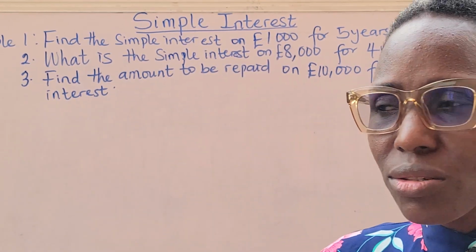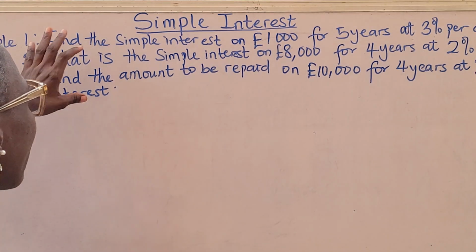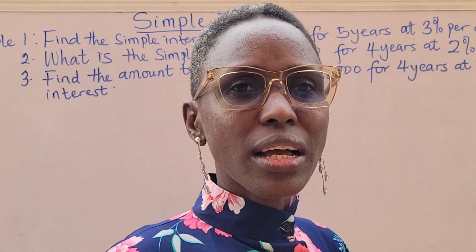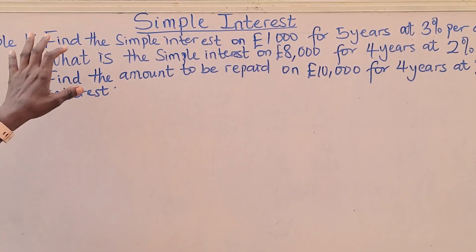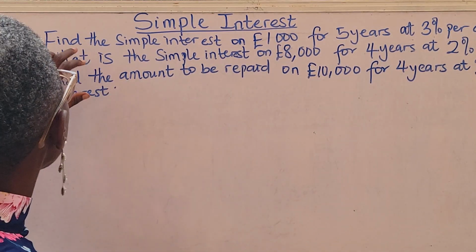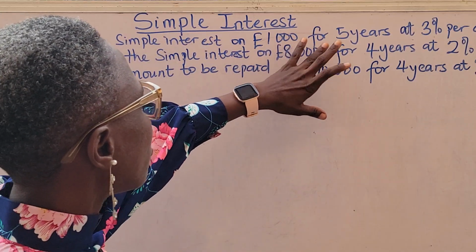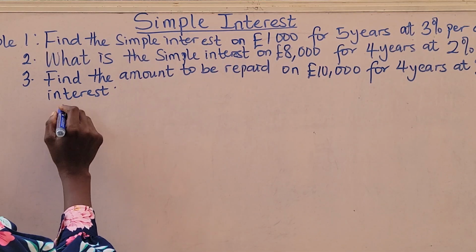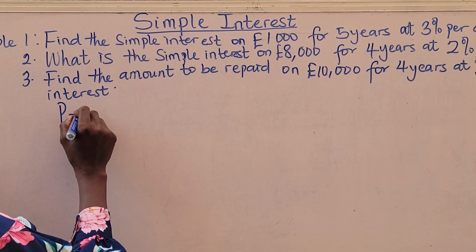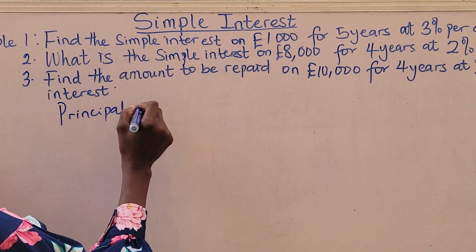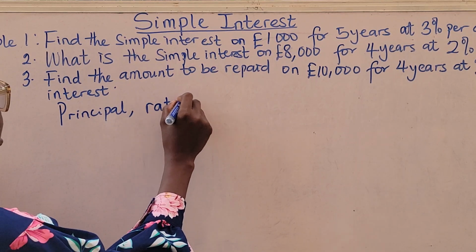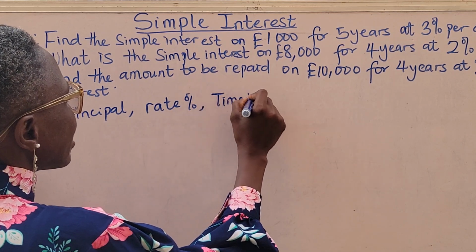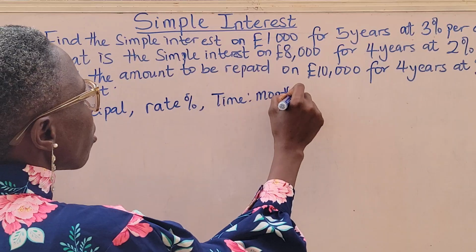So if that is settled, can we just go through what I have here? From the word simple interest, we just have a formula. Once you follow the formula, you are good to go. Now I have some examples here. Let's get to it. Find the simple interest on £1,000 for 5 years at 3%. And this is it. I told you that we have what we call the principal, the bulk amount. We have the rates, always in percent. And then we have the time. The time can either be in months or years.